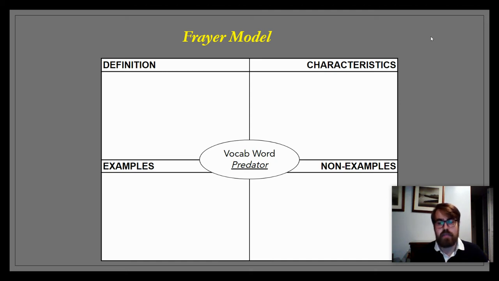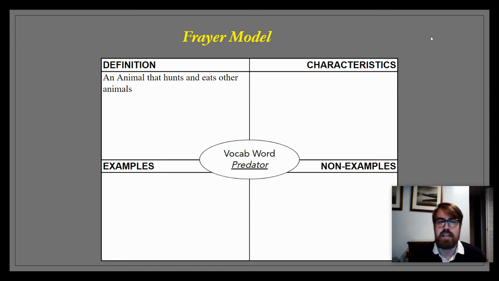But if you can't and you're having a lot of trouble, on the next slide, I'm going to give you one characteristic, one example, and one non-example to help you along. So one hint. And then what I need you to do is just give me at least one more example, non-example, or characteristic. So you can't just write what I have on the next slide. So the definition for predator that I have is an animal that hunts and eats other animals.